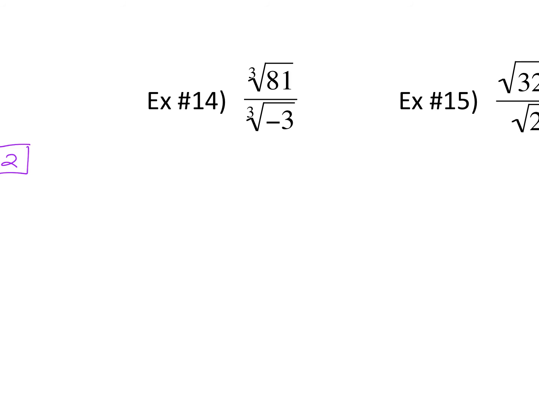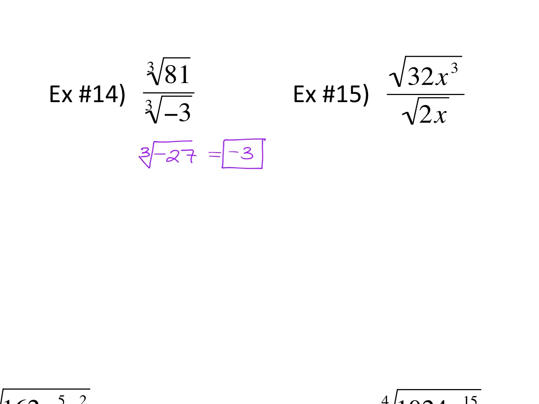Okay, cube root of 81 divided by cube root of negative 3. So you're going to go 81 divided by negative 3, which gets you negative 27. So the cube root of negative 27, again, you're allowed to plug that into your calculator. It's math 4, negative 27. What do you get? Negative 3. Negative 3 times negative 3 times negative 3 is negative 27.